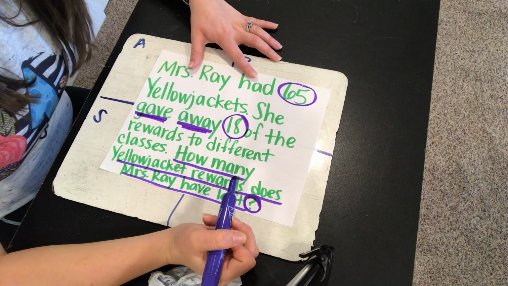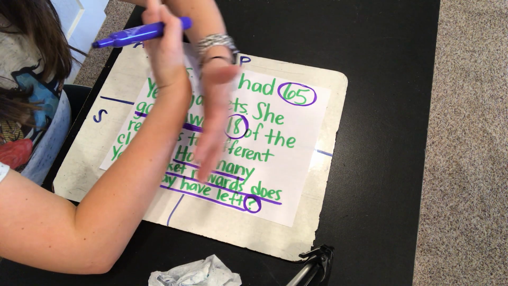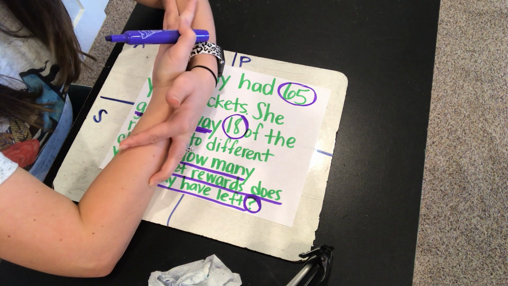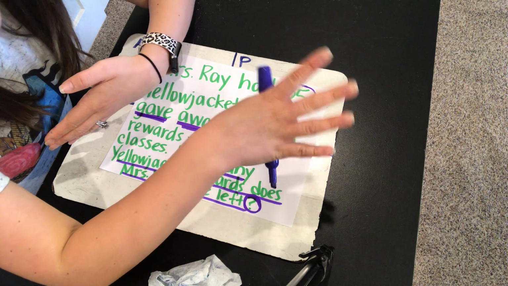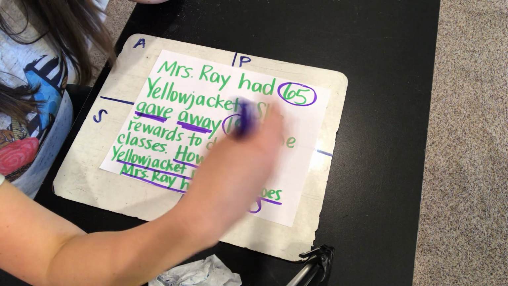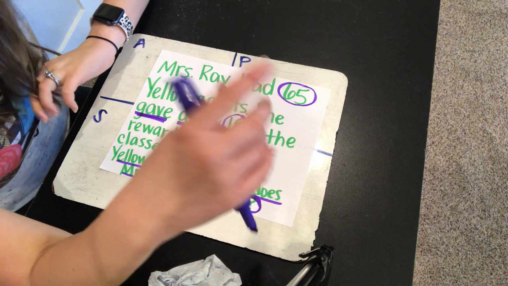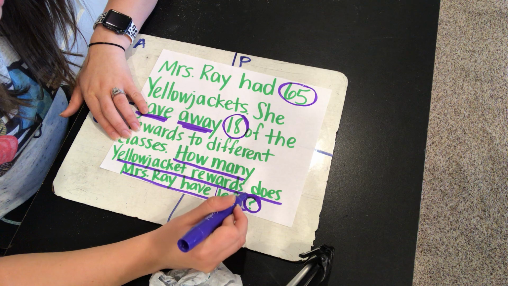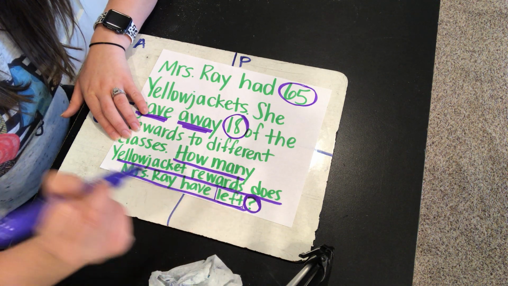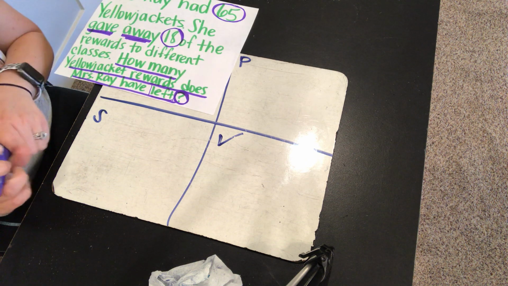It helps me to know what we're doing here. Think about if we were to kind of act this out. Mrs. Ray has 65 yellow jacket rewards, and she gives away 18 of them. Are we going to have to add or subtract here? Seems like we're going to have to subtract because the question is asking how many rewards she has left. Okay, I think we're going to have to subtract. So we have analyzed the problem.